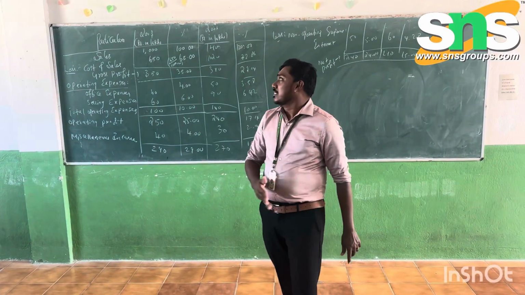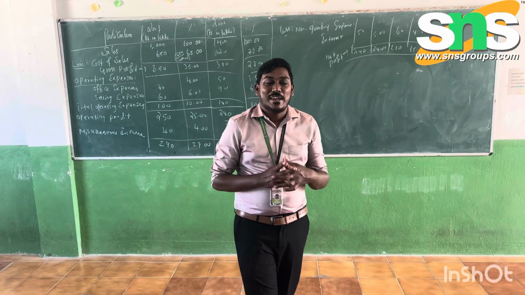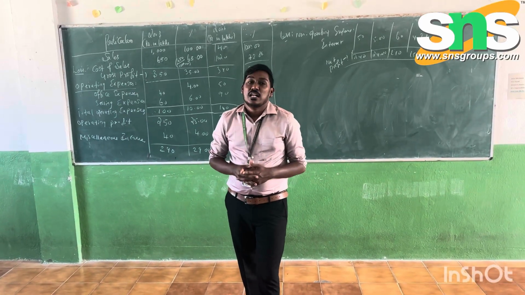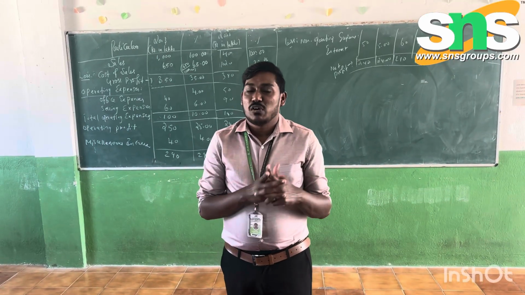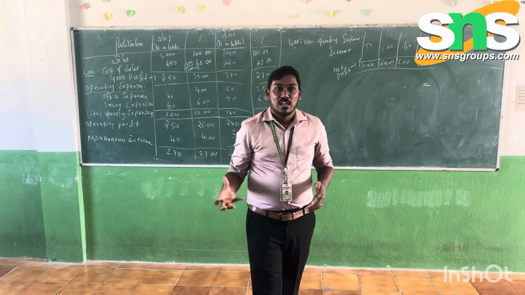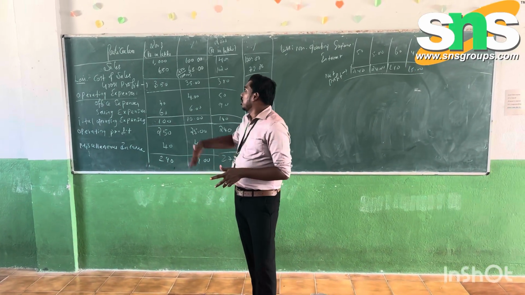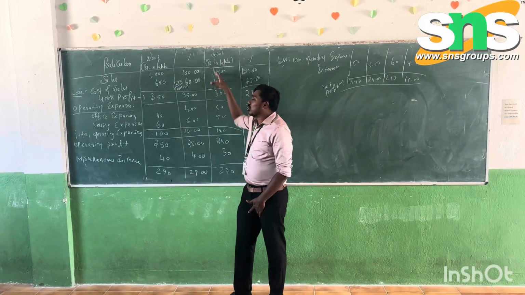Today the subject is Accounting for Cost and Management, and the topic is the comparative statement. What is a comparative statement? A comparative statement shows the financial position of a company for a period of time. It may be for 1 year or 2 years, like here, 2003 and 2004.